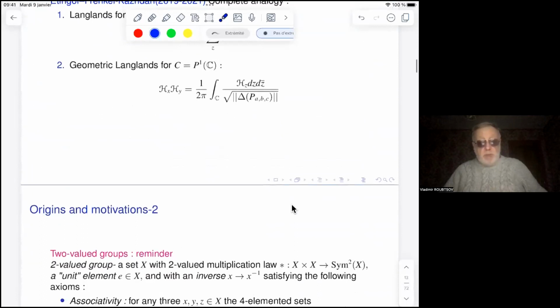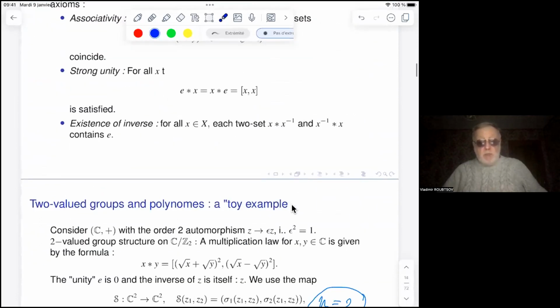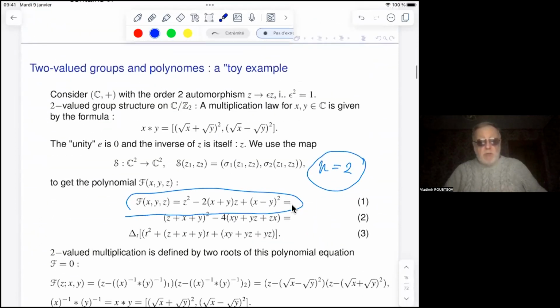I showed you this simplest polynomial, this multiplication given by two roots of this polynomial, and this polynomial is here: z² − 2(x + y)z + (x − y)².